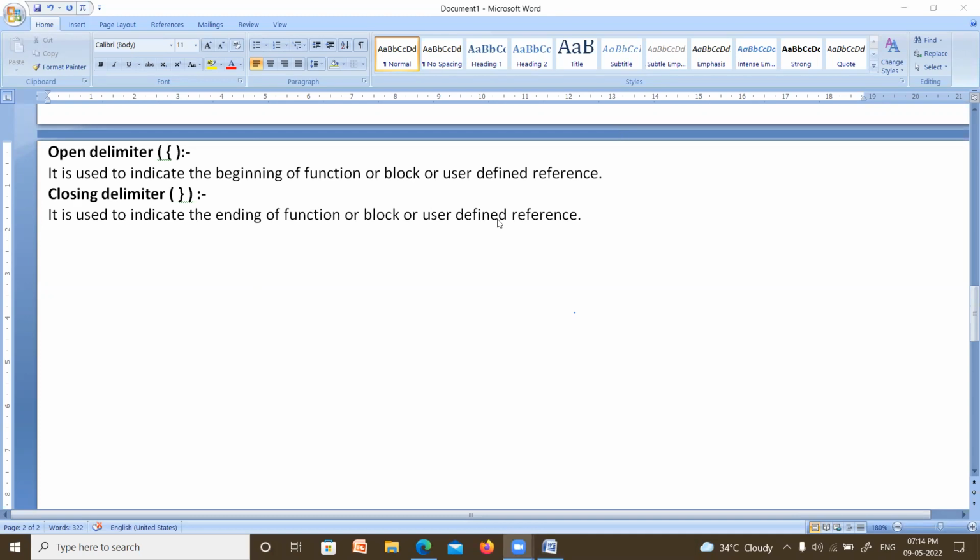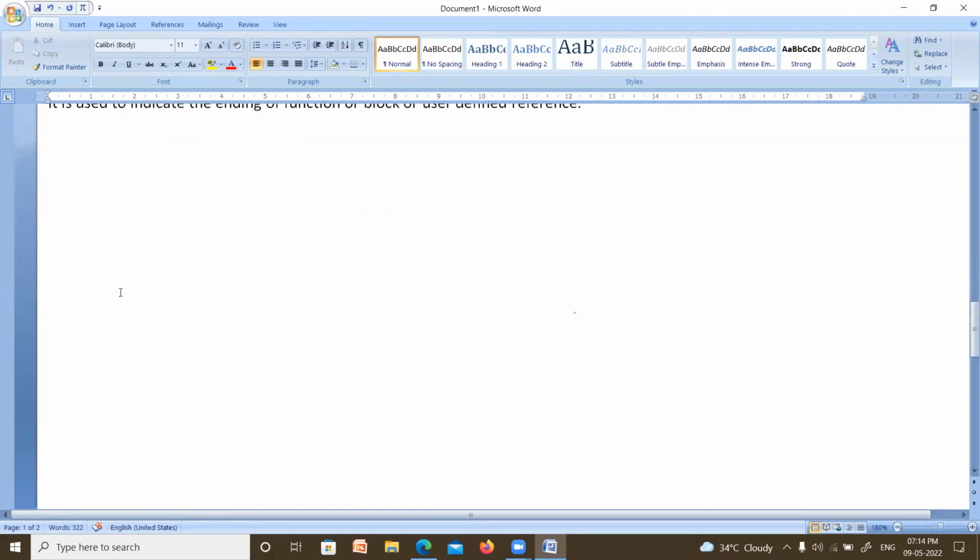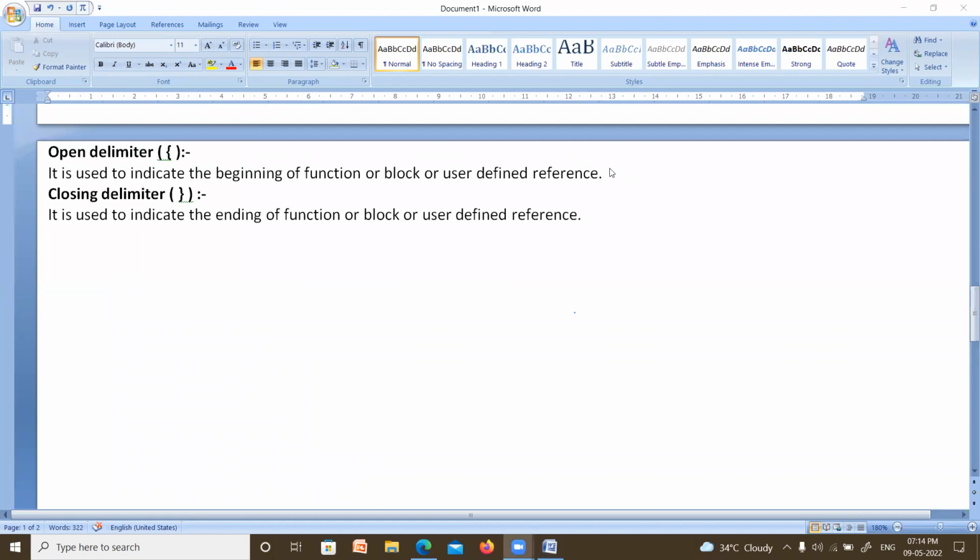Right, completed. Good. Now see here. I put some symbol here: slash slash. What is the use of this one? It is about comments. Now, what is the use of a comment? Why do we have to write it in a program?